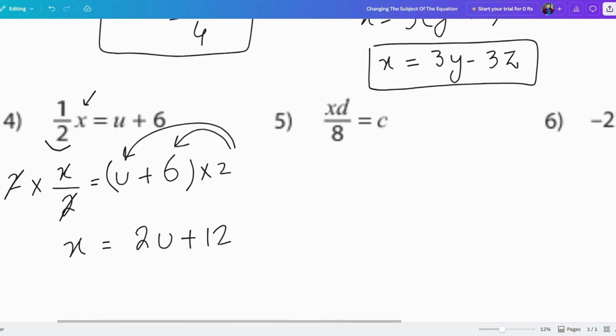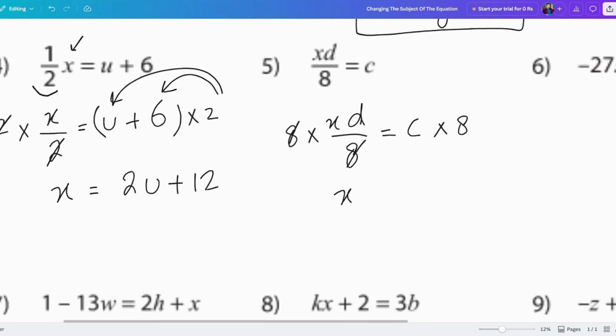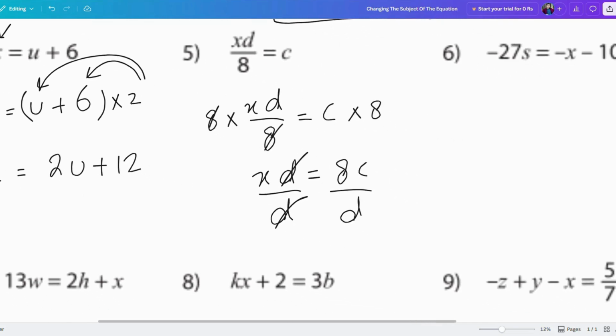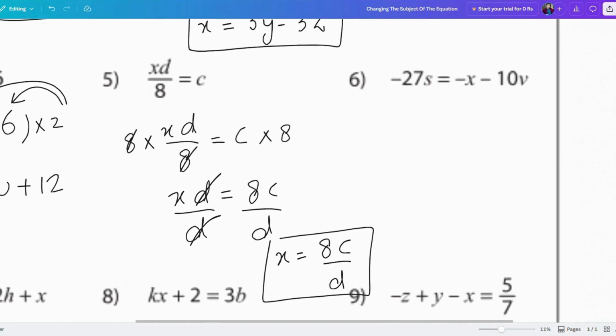Now let's move towards question number 5. xd over 8 is equivalent to c. I need to get this x, so I will multiply by the 8 on both sides first, so that this 8 gets cancelled out, and I will be left with xd equals 8c, and then I will divide both sides by the d. The d will cancel out with this d, and I will be left with x is equivalent to 8c over d. So this way, I made x the subject of our equation, okay.